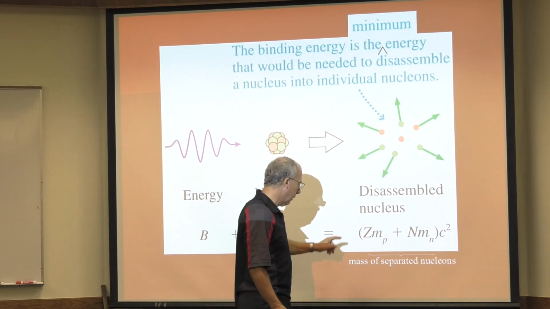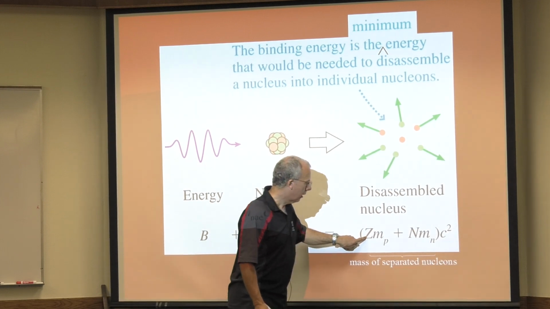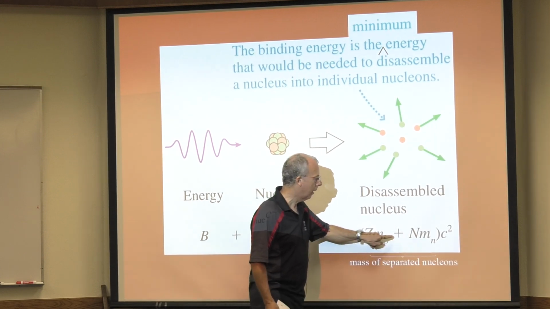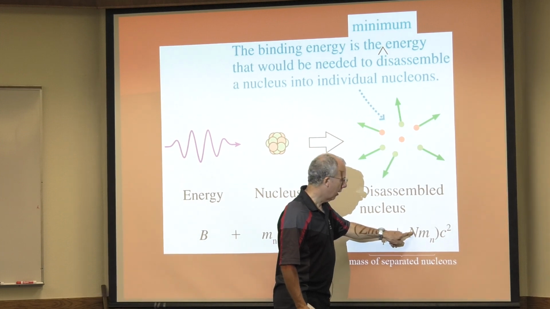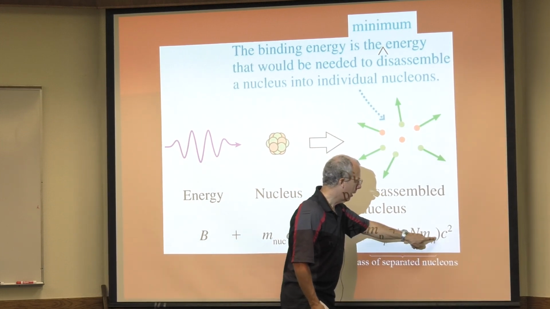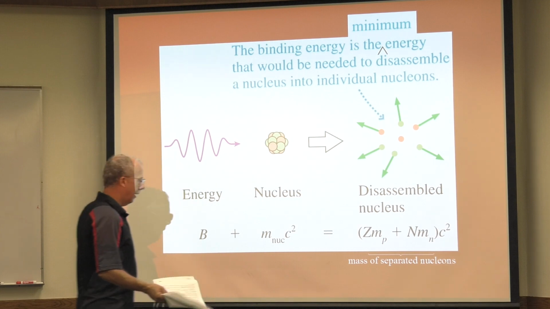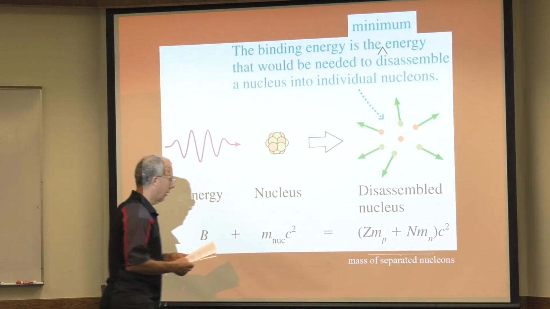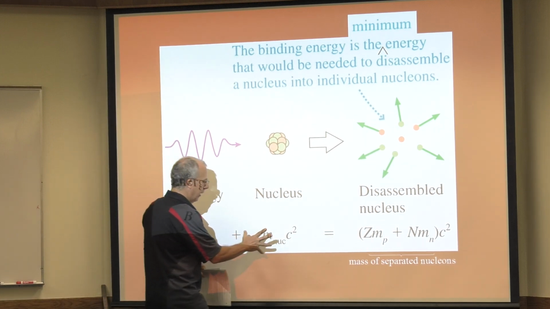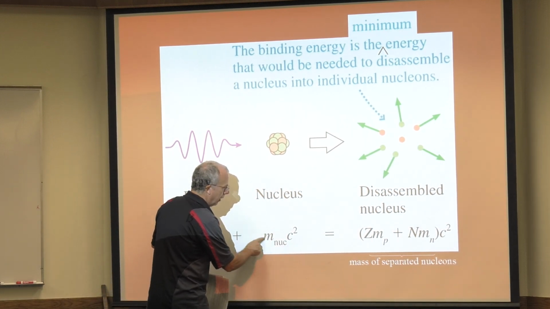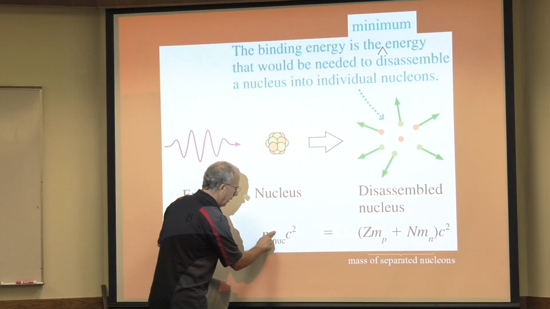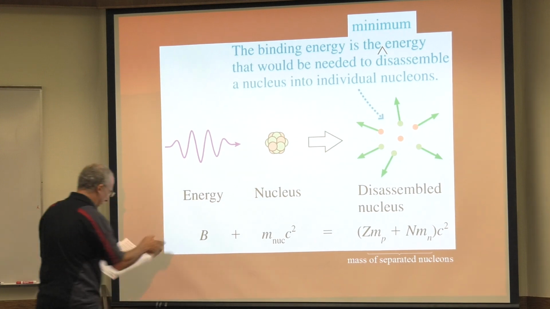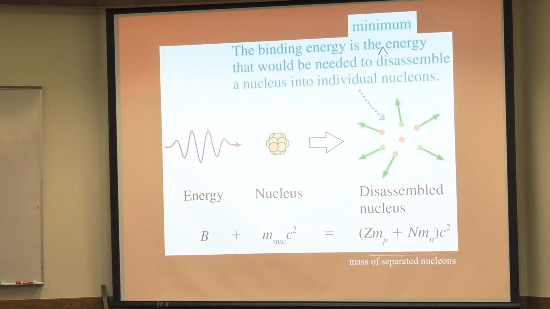Energy is conserved, right? So you have Z, the number of protons, times the mass of a proton. This is the number of neutrons, so you have the number of neutrons times the mass of the neutron times c squared. Okay? So this is the mass of the separated nucleons. And you can see, just like I said earlier, that this is less than that because you have this additional binding energy.